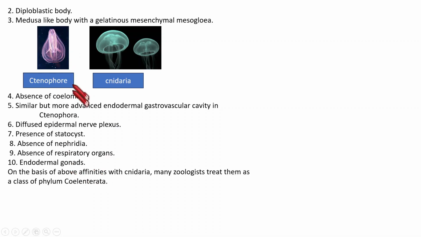Looking at all these affinities of Ctenophora with Cnidaria, some zoologists treat Ctenophora as a class of the phylum Coelenterata. Coelenterata is Cnidaria, the phylum Cnidaria itself. So some zoologists treated the Ctenophora as a class of the phylum Coelenterata, or otherwise Cnidarians.